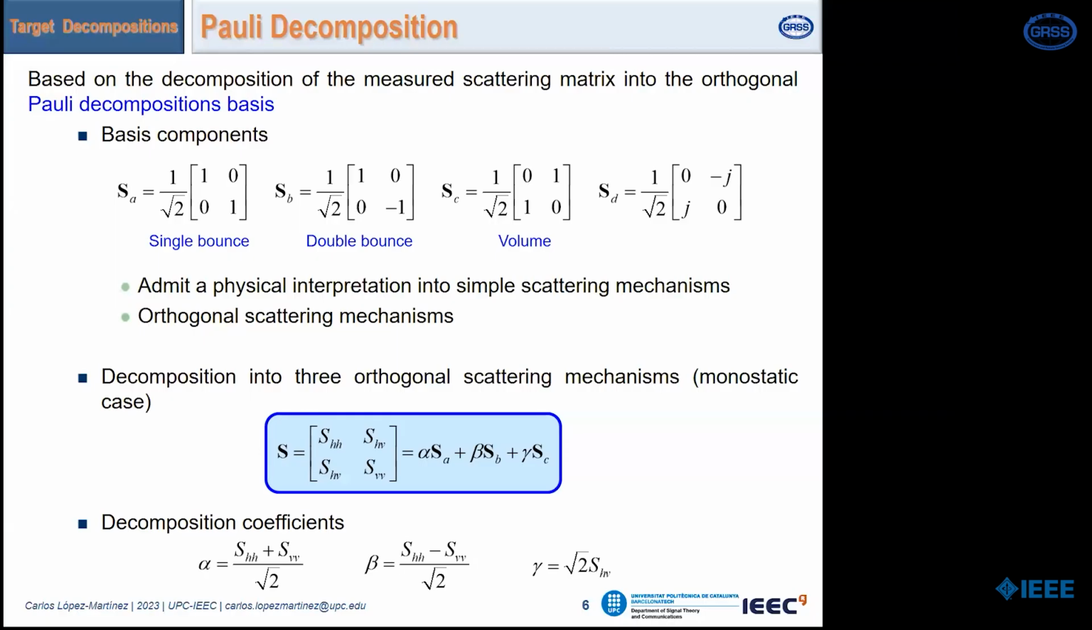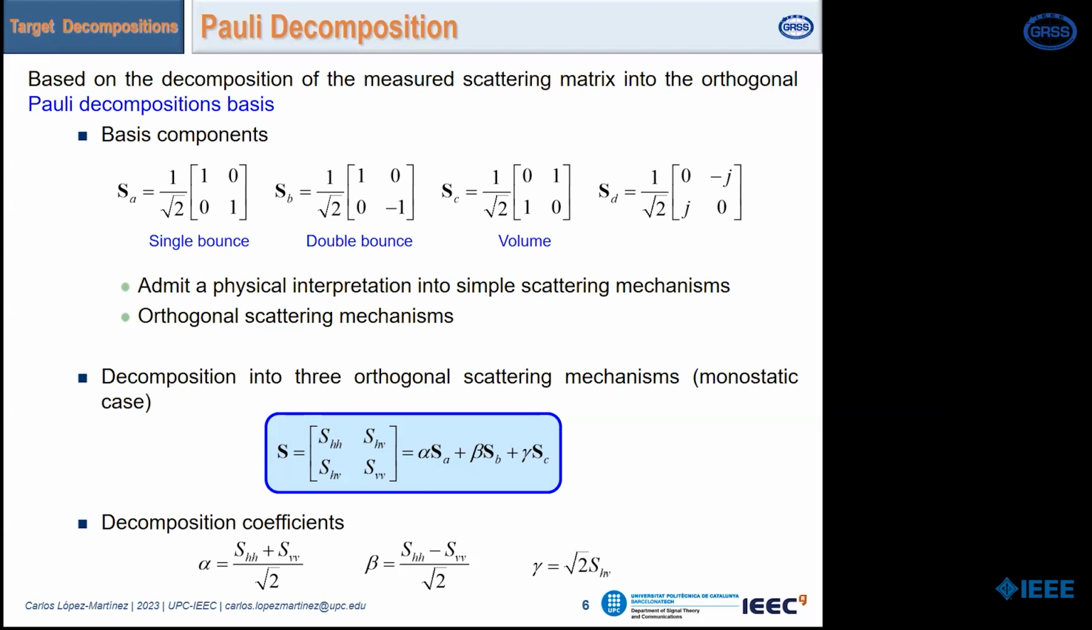What can I do? Let's take the first, which is the Pauli decomposition. Indeed, we have already done that. I know that this matrix belongs to single bounces. This matrix belongs to double bounces, double scattering. This matrix corresponds to volume.